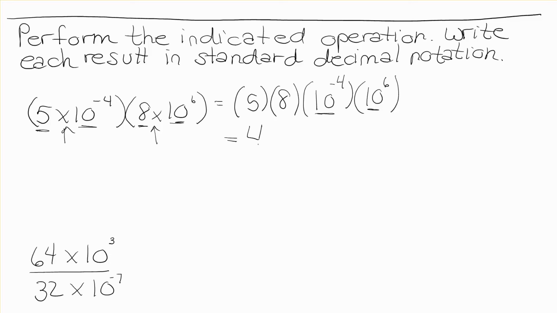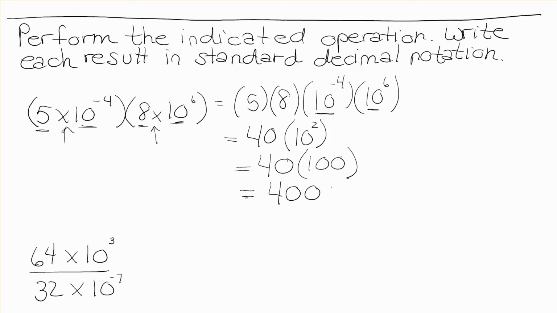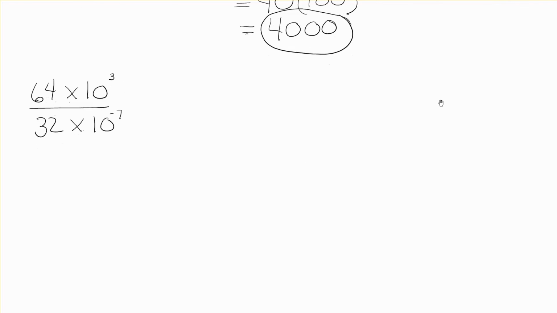5 times 8 is 40. And then when we multiply that by a power of 10, we're going to add those exponents. Negative 4 and 6 is 2. So we're going to multiply 40 by 10 squared, which is 100. Multiplying it by 100 tells me to move my decimal of 40 over to the right 2 places. So I'll need to add 2 zeros to this number. And here we are in standard decimal form. All right, guys, last example and we're done.